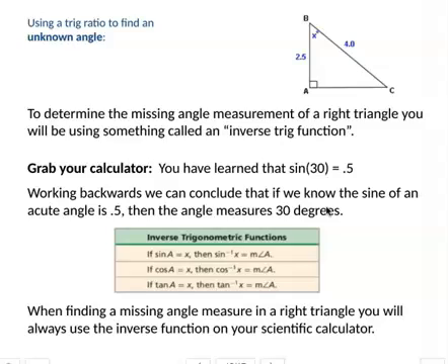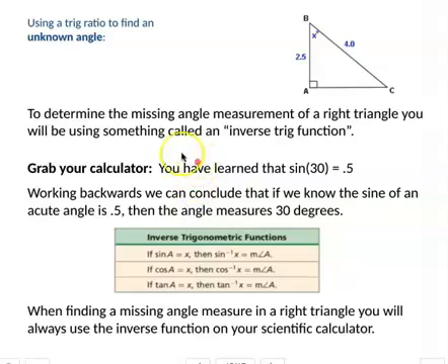Now you can also use a trig ratio to find an unknown angle. Look at this example right here. In this triangle, we have two given sides and an unknown angle. So we can use a trig ratio to find that unknown angle. I'm not going to get into detail here because this recording's getting a little long and I want to wrap it up, but I did want to point out that when you are determining the missing angle measurement of a right triangle, you're going to be using something called an inverse trig function.